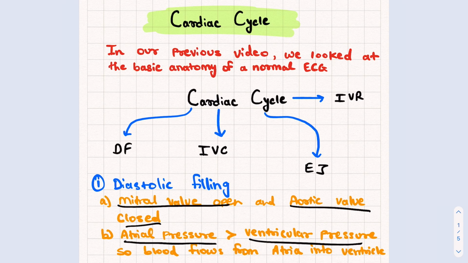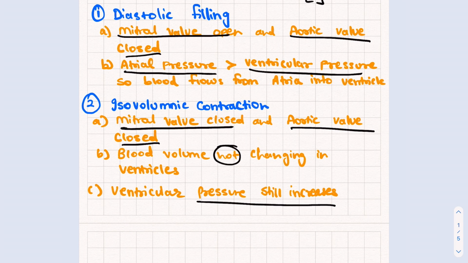The second stage of the cardiac cycle is isovolumic contraction. During isovolumic contraction, the pressure in the ventricles exceeds the pressure in the atria. Since the pressure in the ventricles exceeds the pressure in the atria, they cause the atrioventricular valves to close. Now, the semilunar valves were closed even during diastolic filling, and they're still closed during isovolumic contraction. So there is no exchange of blood volume happening during isovolumic contraction. Despite no blood volume being exchanged, the pressure in the ventricle is increasing.